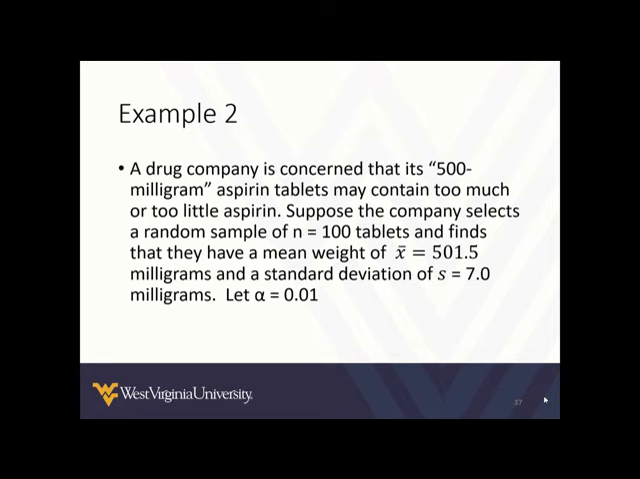Okay, so a drug company is concerned that its 500 milligram aspirin tablets may contain too much or too little aspirin. Suppose the company selects a random sample of 100 tablets and finds that they have a mean weight of 501.5 milligrams and a standard deviation of 7 milligrams. Let's have alpha be 0.01, which makes sense because generally when we are concerned about things that have to do with the medical profession, we'd rather be more certain than not.